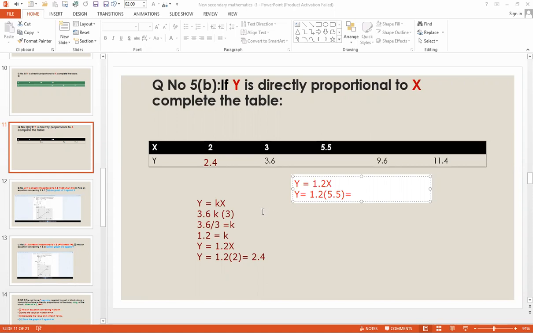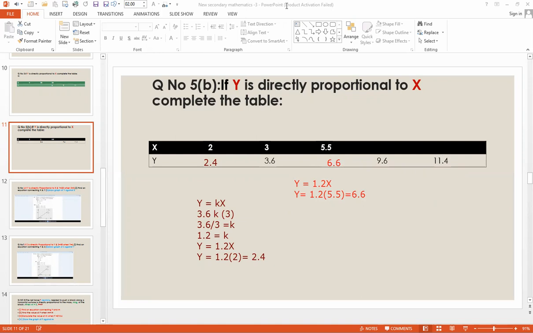Okay, just calculate these two. 1.2 multiplied by 5.5. The answer is 6.6. And then I have to write it here in the table. So I have to write 6.6 here. Now we move toward the next.